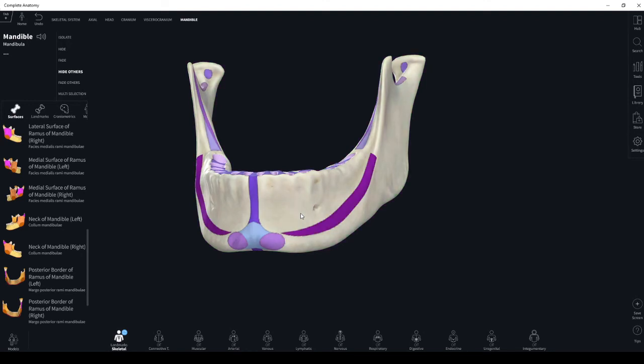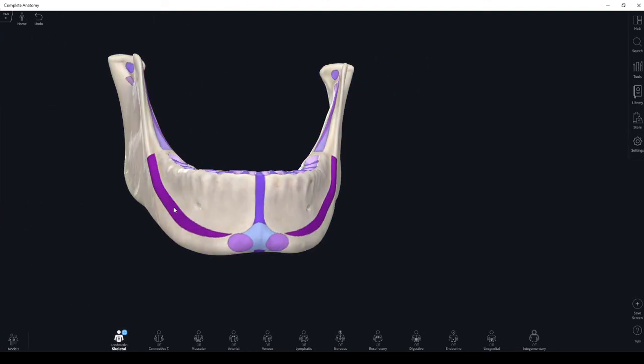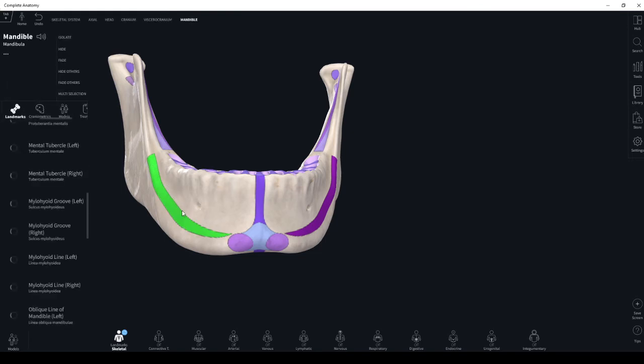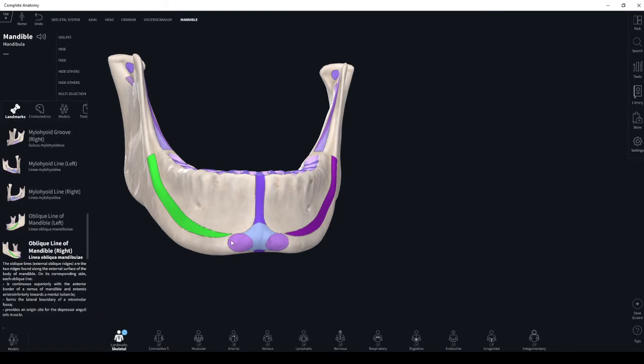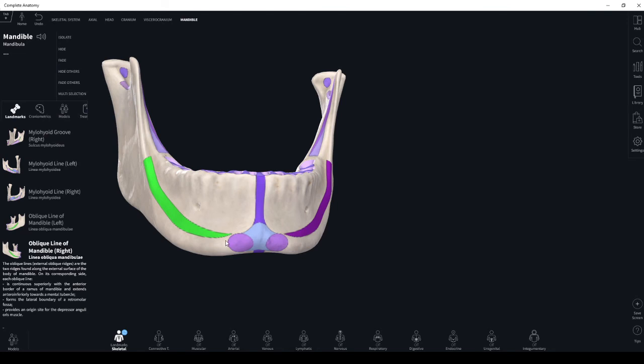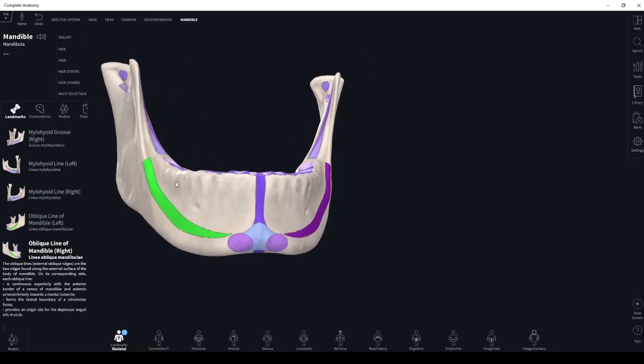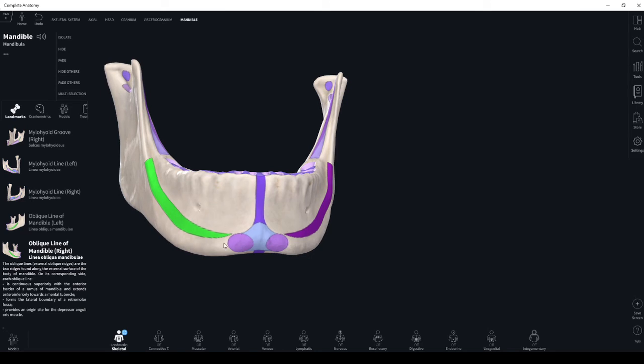On the anterior surface and base of the mandible you can find the oblique lines, these two oblique lines of the mandible for both corresponding sides. This also is the site of origin of some muscles.